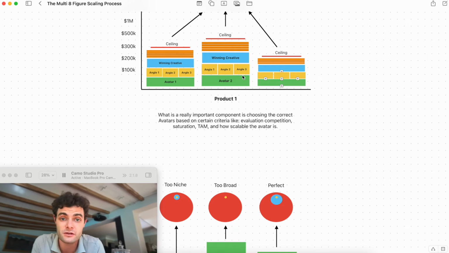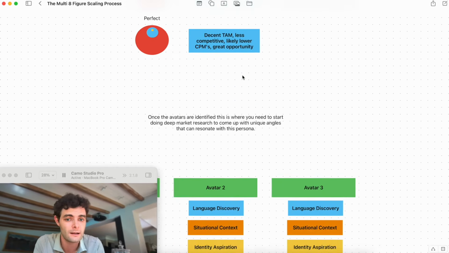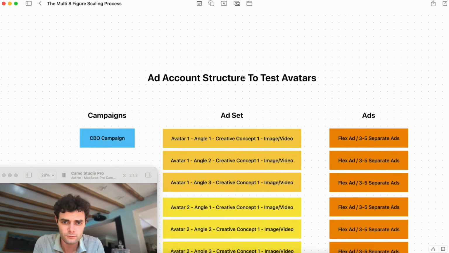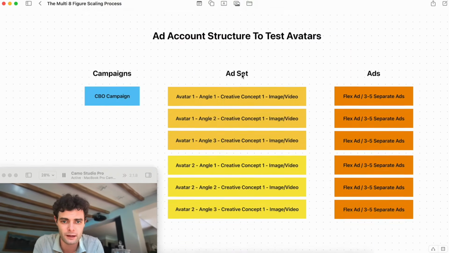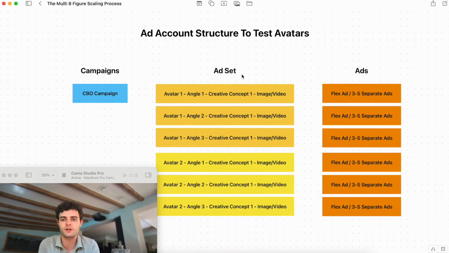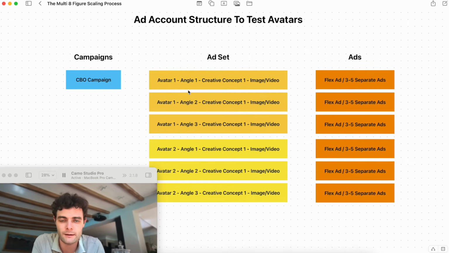So they're going to give you different CPMs because they're different verticals, different levels of competition of who is actually going after those avatars, and so on and so forth. And so once we do all the research and we come up with angles, then we basically structure, once again, a CBO campaign.